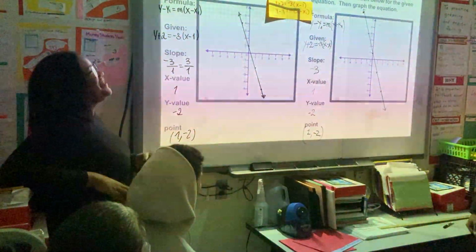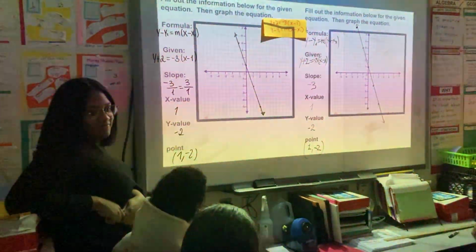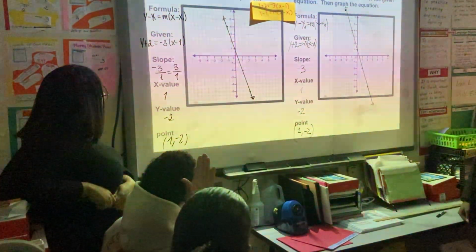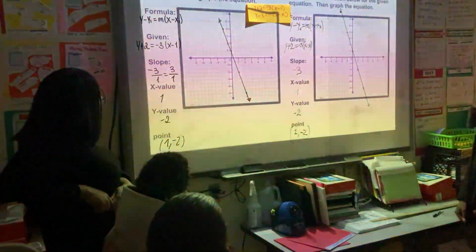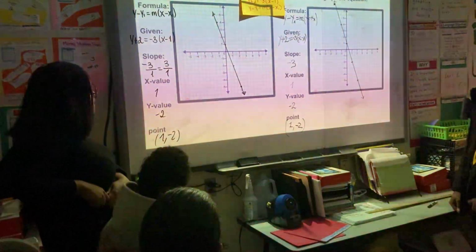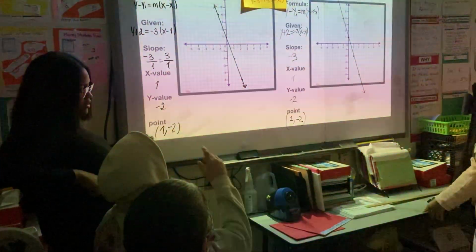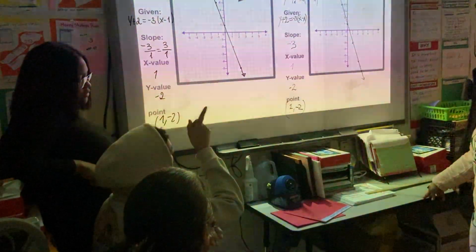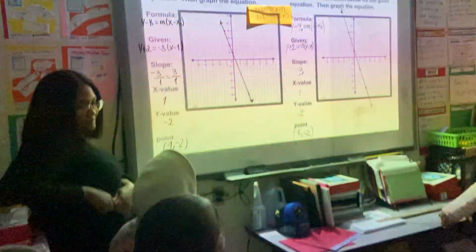Let me rephrase my question. What does that negative 3 have to do with the direction of the slope? We go down 3 for 1 to the right. Then we go up 3 and 1 to the left. Okay, so how do I know which way?